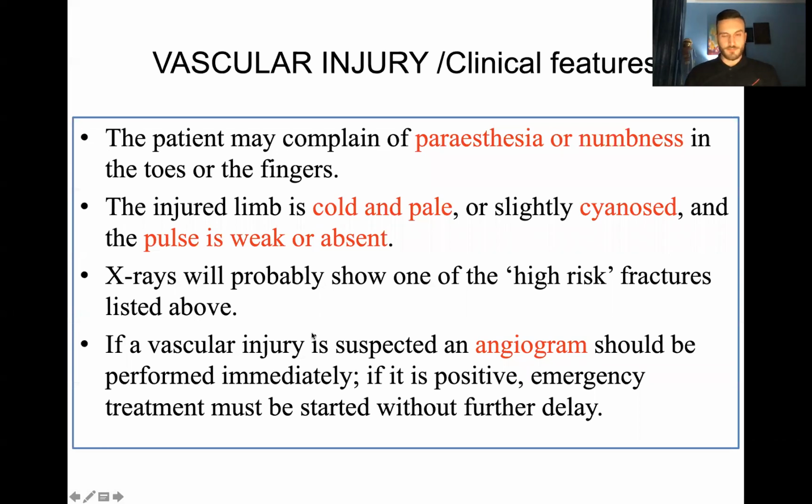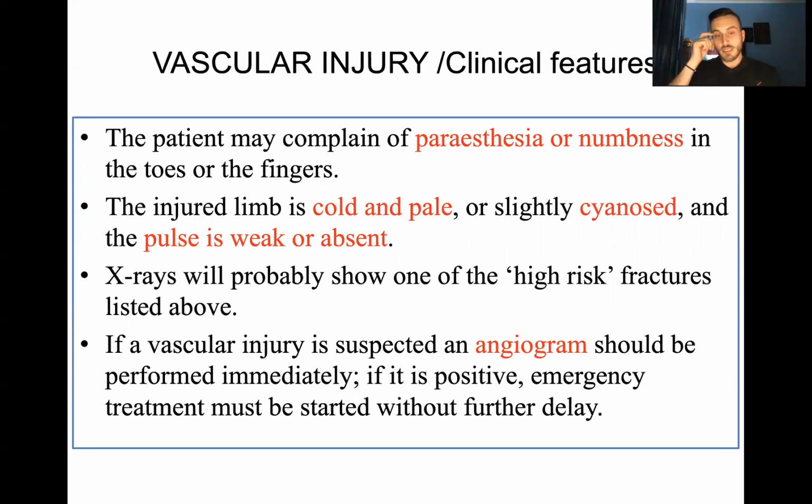Okay, how can I diagnose a patient with a vascular injury? Now, for sure, you all know the 5 Ps. So we have paresthesia or numbness, because there is not much blood supply going to the limb. So you will start feeling numbness and paresthesia. It's like when you're sitting on your leg for a long time, you will start to feel paresthesia or numbness. The limb can be cold or pale and slightly cyanosed, okay? And sometimes you can't feel the pulse. So that's why we always tell the students that you have to examine the distal neurovascular status.